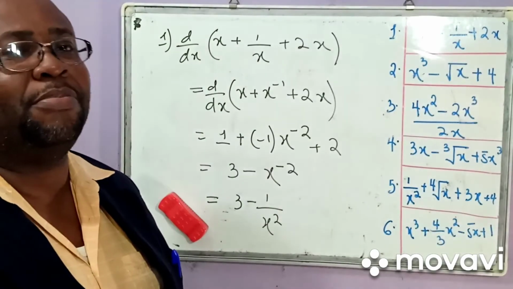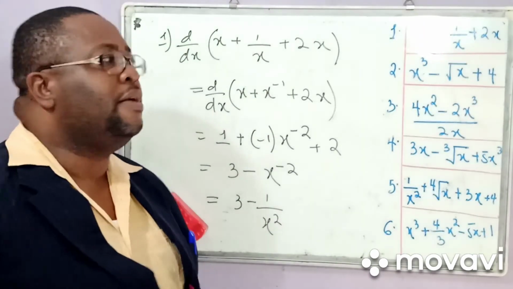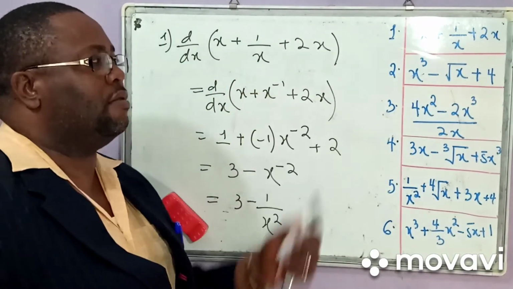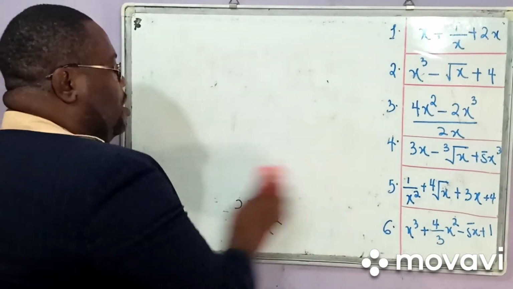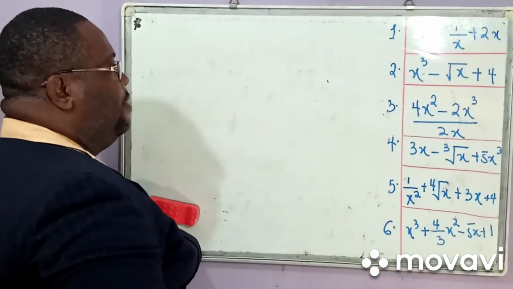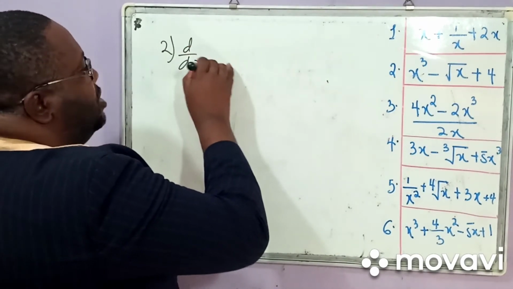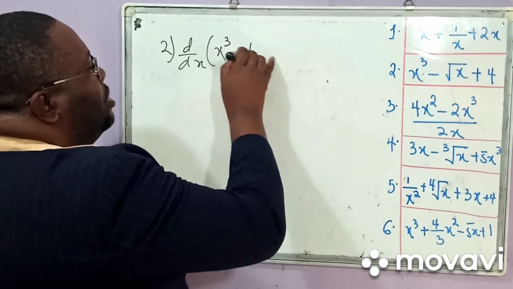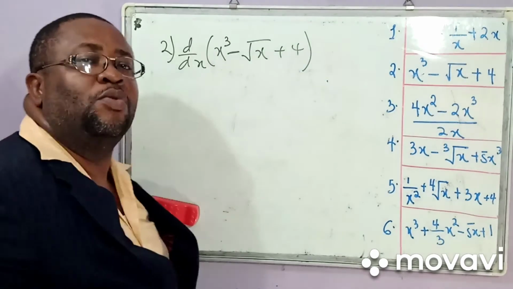Voila, so simple. So basically, keep the signs where they are and be differentiating the respective terms in what you have been given to do. Now we take on problem number 2. Problem number 2 says we should find the derivative. That we should differentiate with respect to x, and then we have x cubed minus square root of x plus 4. What do we do?